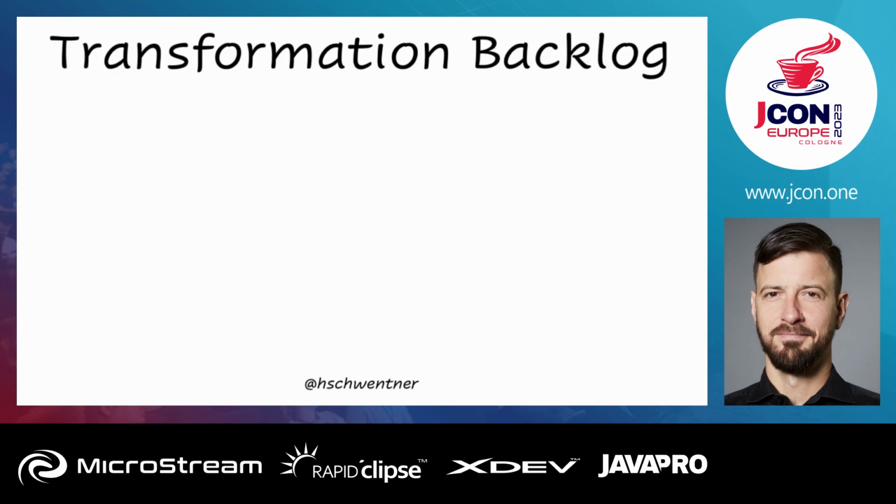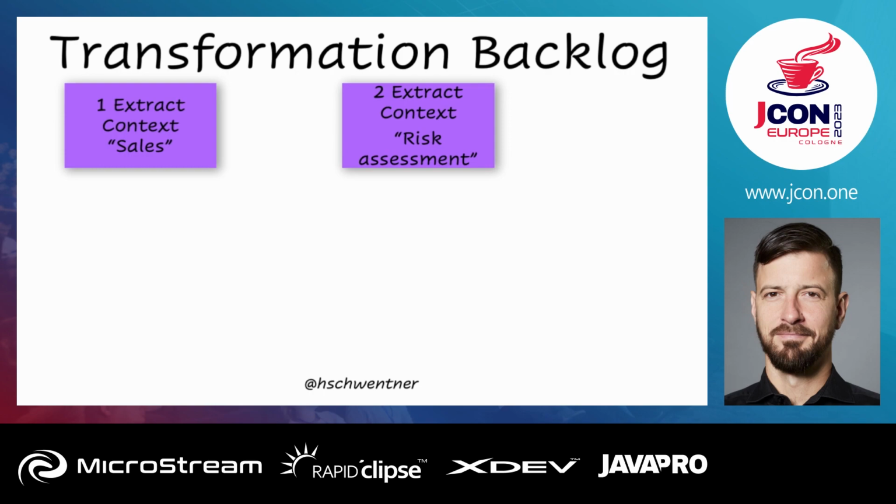That's why usually it's a good idea to build something that's called a transformation backlog. It's like a product backlog, but not with user stories, only with transformation stuff, with refactorings in the end. And then we will start collecting strategic refactorings like extract the context sales from the big ball of mud and extract the context risk assessment, and then add to these strategic refactorings smaller tactical refactorings that can be done in one sprint.